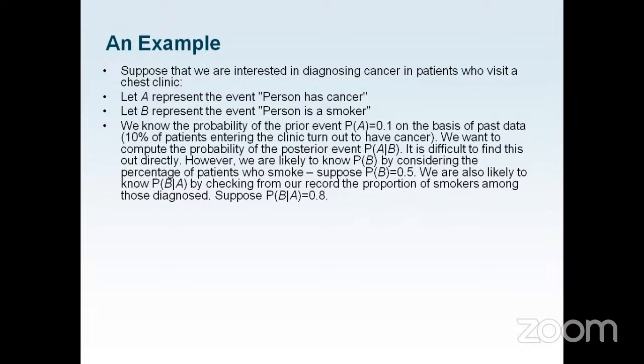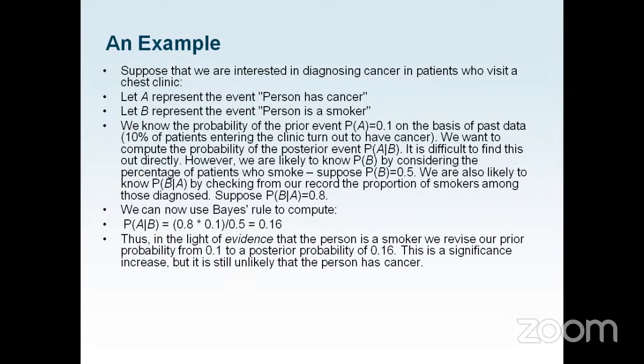We are also likely to know P(B|A) by checking our record. It is again from the past event: the proportion of the smokers among those diagnosed. That is, P(B|A) is 0.8. So both the data, P(A) equal to 0.1 based on the past record, and P(B|A) equal to 0.8, are based on past records, and P(B) is 0.5, that is also based on past records. So now you can use the Bayes theorem and compute.